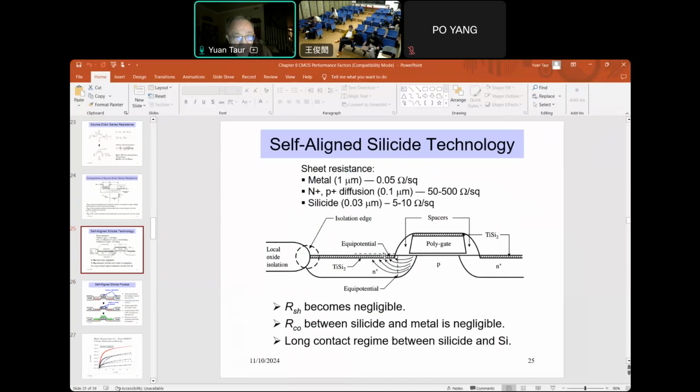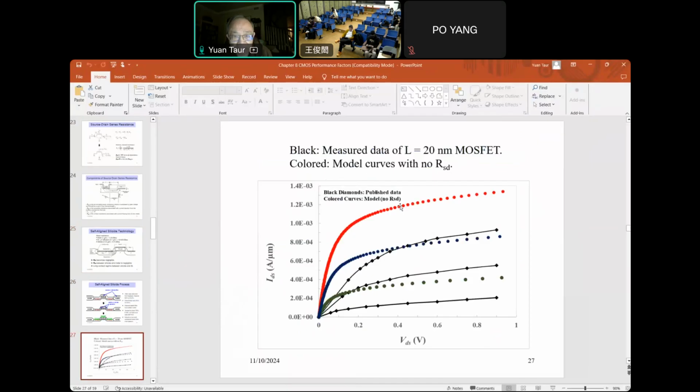But nevertheless, when the gate is shrunk, I have one case to show you. This is the experimental data of a 20 nanometer bulk MOSFET. That's probably the shortest that can be made. Those are the black curves. Now, if I model this with no resistance, you can see those are the colored dots. That's the model. The blacks are published data.